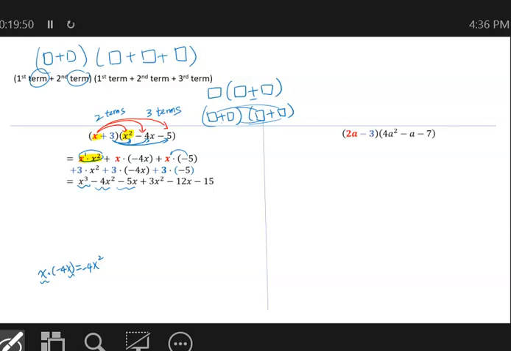Now, second row, 3x squared, again, get rid of the dot. And 3 times negative 4, that's negative 12, and bring down x. And positive 3 times negative 5 gives us negative 15. So we have to simplify each of these 6 multiplications. After we work out all these multiplications, we look for like terms to combine. x cubed is the only one, so we bring it down.